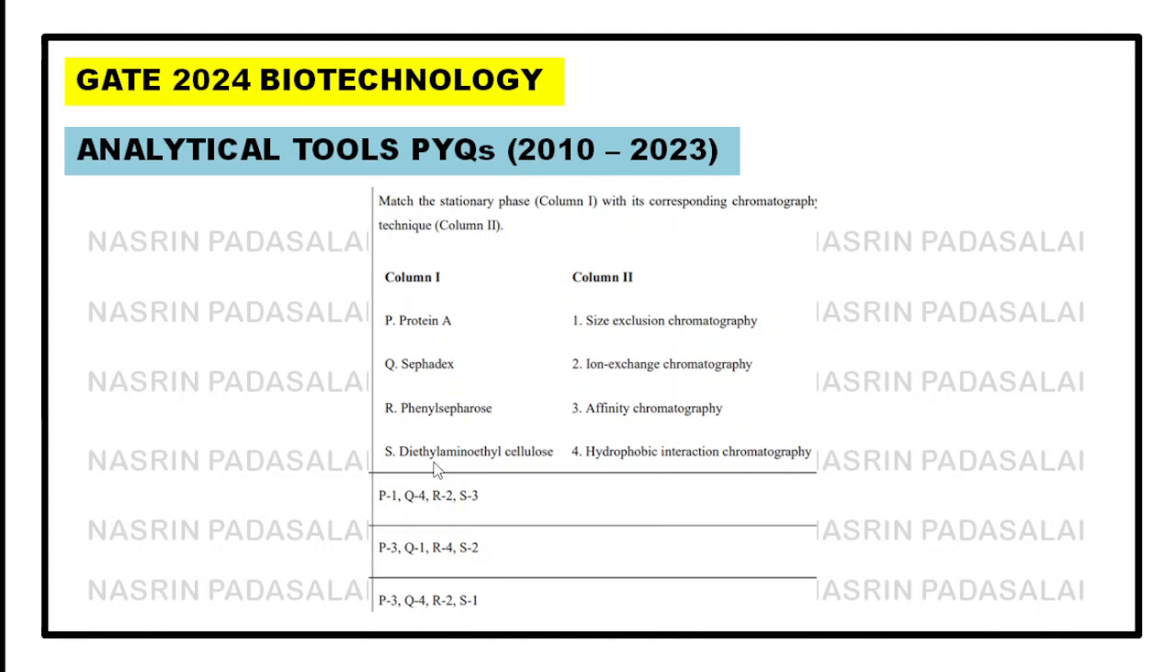Sephadex, size exclusion chromatography. Phenyl sepharose is employed in HIC, hydrophobic interaction chromatography. Diethylaminoethyl cellulose is used in ion exchange chromatography, and in short form it is called DEAE. It is an anion exchanger. So in the comment section you need to tell me: what about cation exchangers? Tell me any examples of cation exchangers.